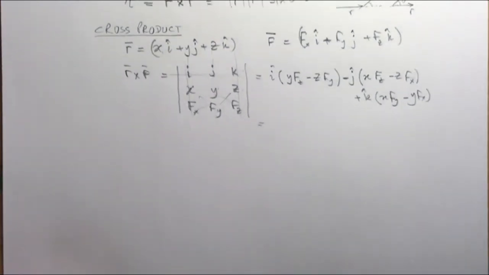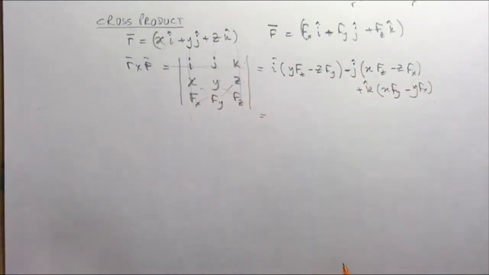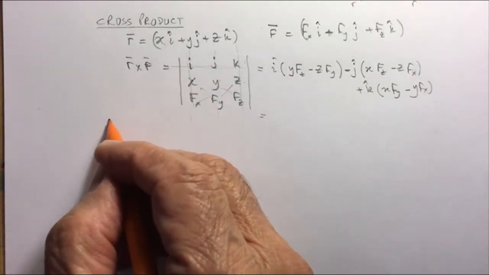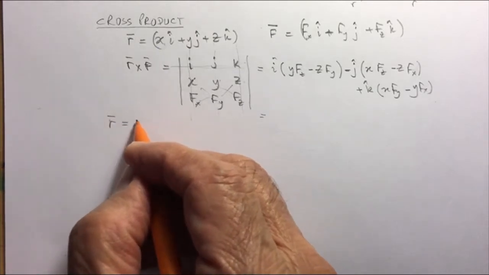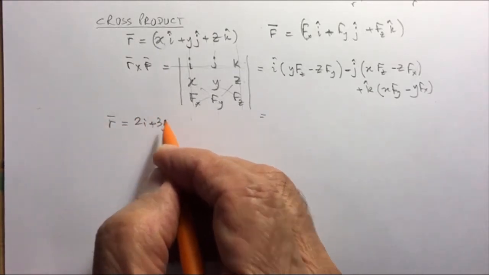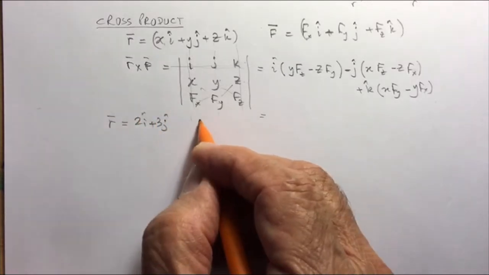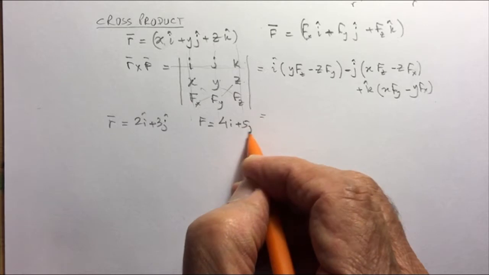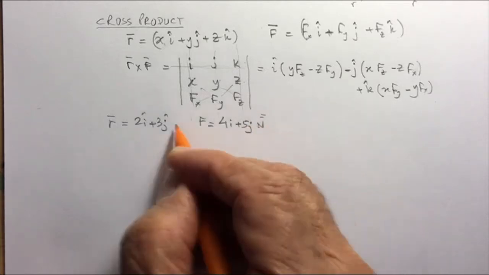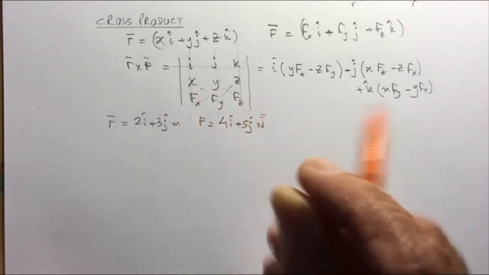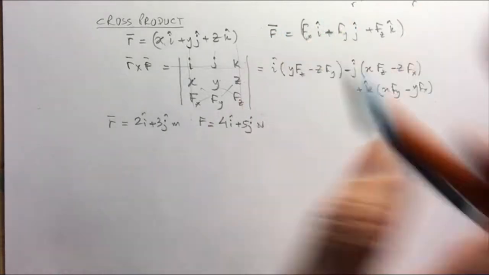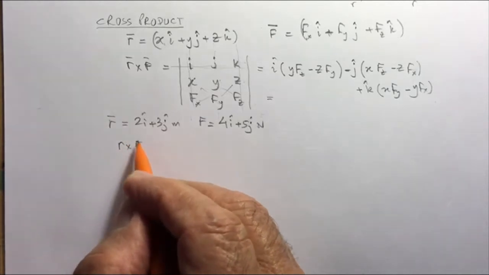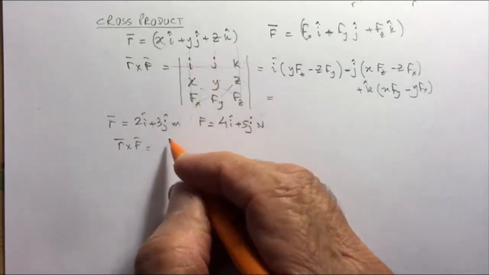So let's do an example, and instead of having such a long term, we'll just use shorter, just 2D vectors. So r is taken as 2i plus 3j meters, and f is taken as 4i plus 5j newtons. Now, to take r cross f, we'll follow this procedure.